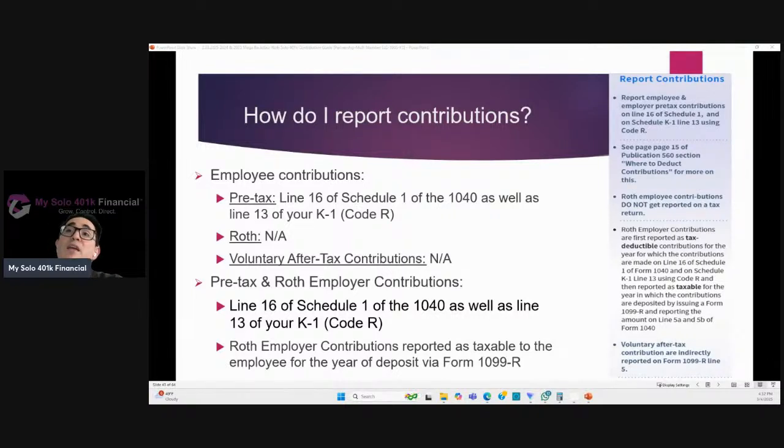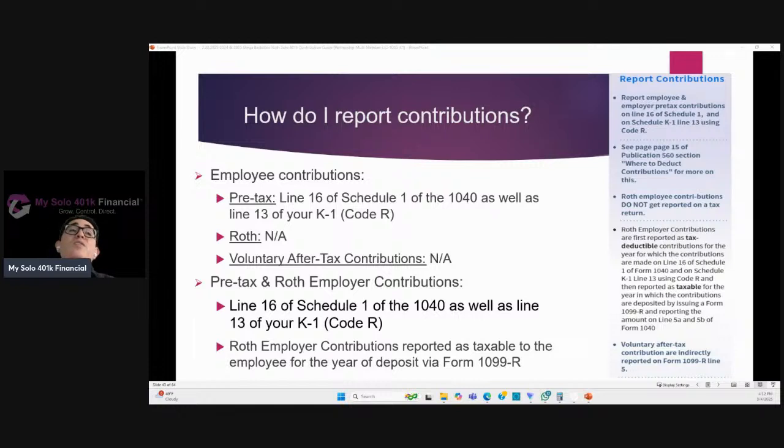Now, if you're making the employee contribution as a Roth contribution, that means it's being made on an after-tax basis. That means it's not reducing your taxable income now for the year for which you're making the contribution. Instead, you get that potential for tax-free growth. So our plan does allow for Roth employee contributions.